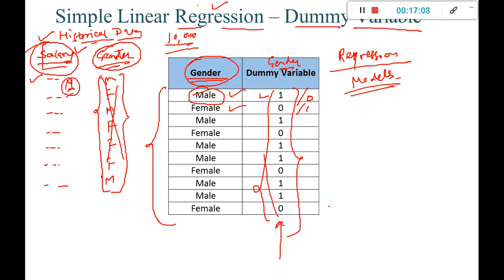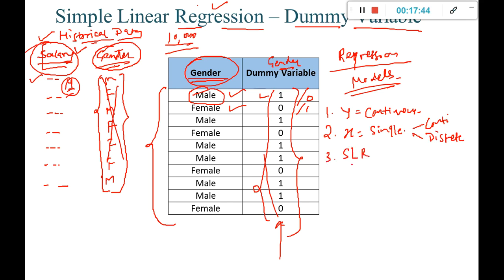Right? So what we have understood is, first, whenever I have Y continuous and X single, whether it is continuous or discrete, I can go for simple linear regression. The only thing is that this discrete variable, in this case discrete binary, I have to convert into numerical values, that is dummy variables, and then I can write a simple linear regression model. These are the only prerequisites of simple linear regression. That's it. No rocket science.